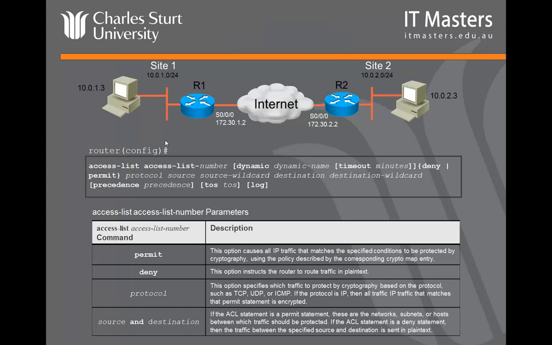Okay, and our ACL, I won't go through this slide in detail. It's there for your information because we've already covered this in depth in week two with our ACLs. It's basically just the syntax used to create an ACL, and that's no different whether you're using it for encrypting, QoS, route maps, policy maps, whatever.